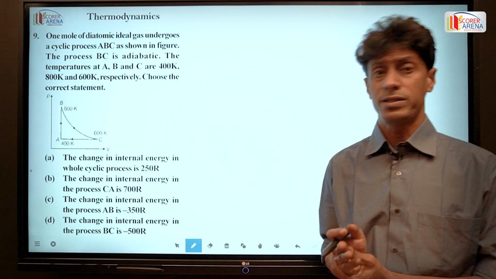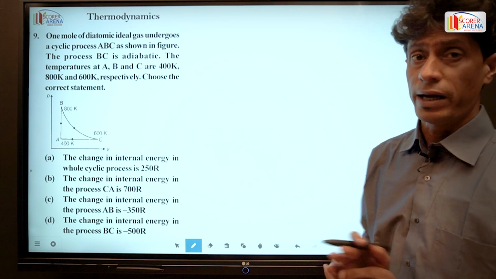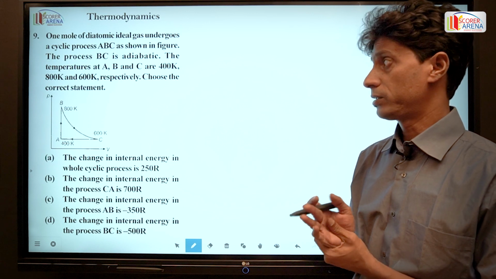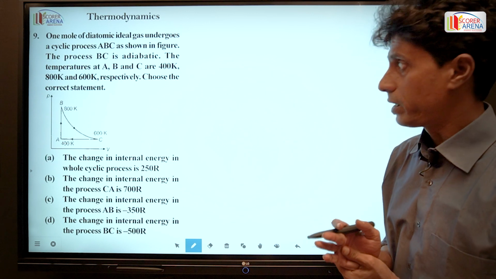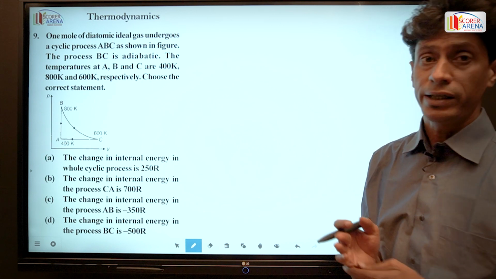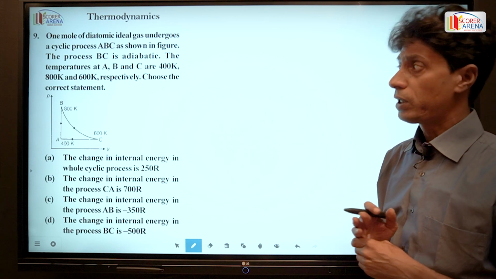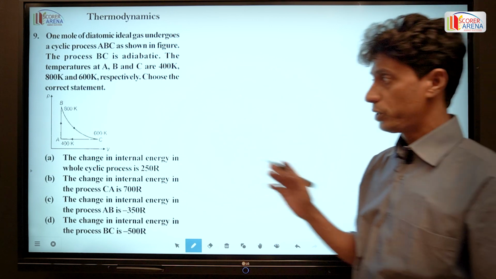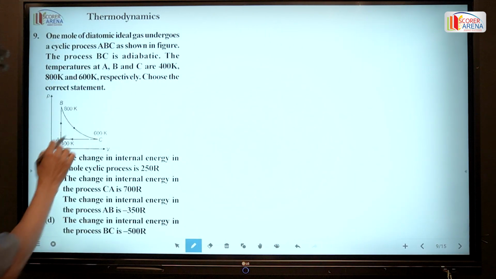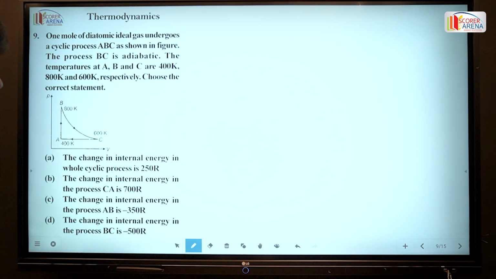So next question. Over here, 1 mole of diatomic ideal gas undergoes a cyclic process ABC as shown in the figure. The process BC is adiabatic. The temperatures at A, B, C are 400, 800 and 600 Kelvin respectively. Choose the correct statement. So here, in the figure given in the problem, it is a cyclic process.